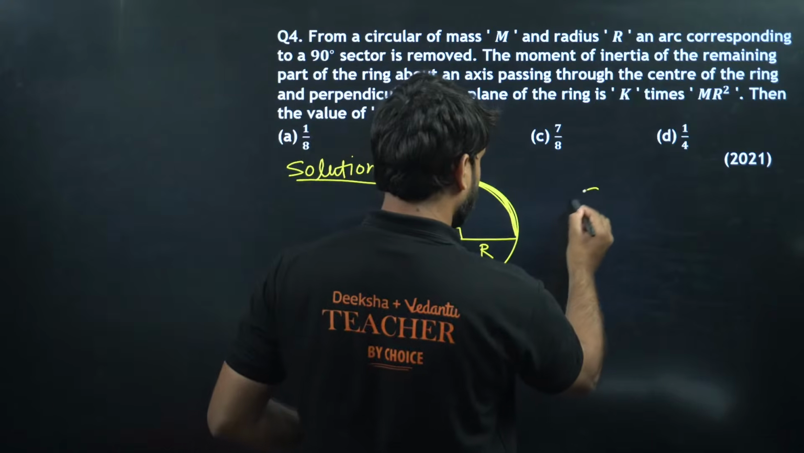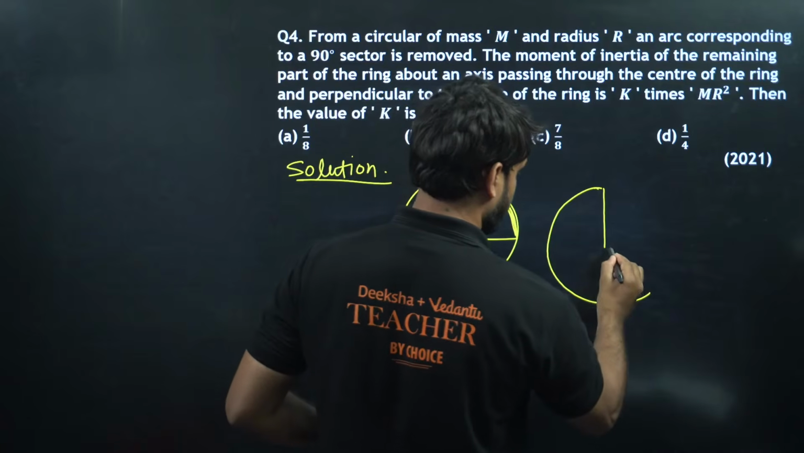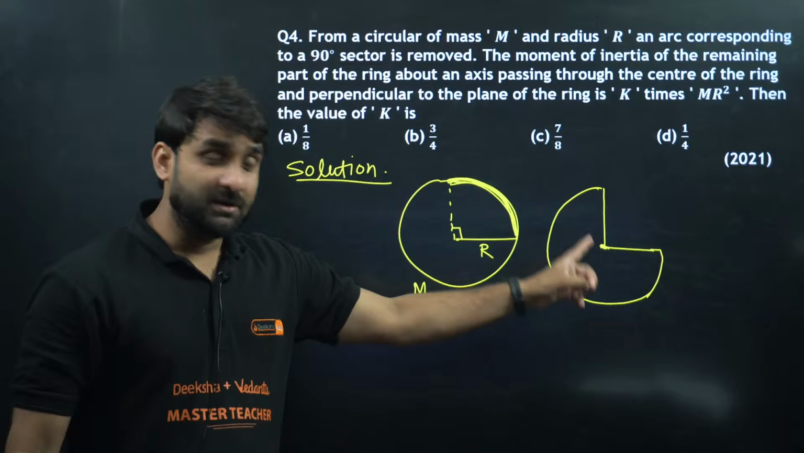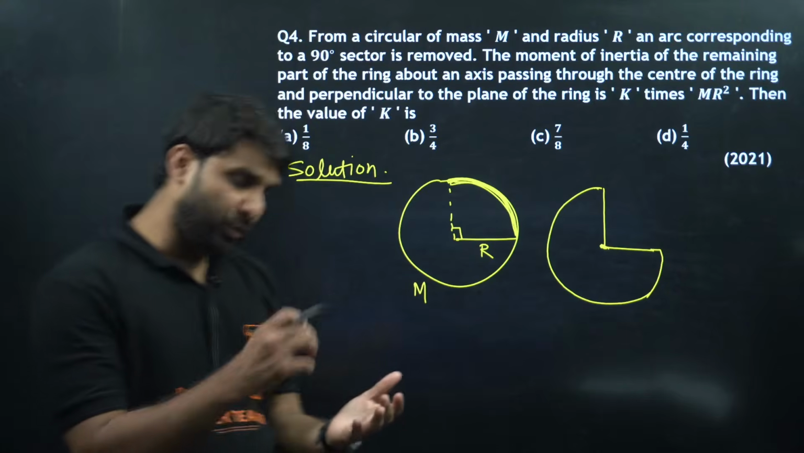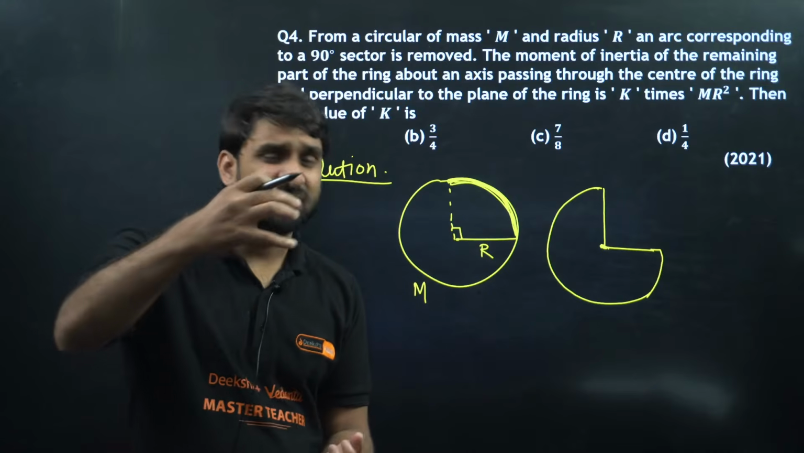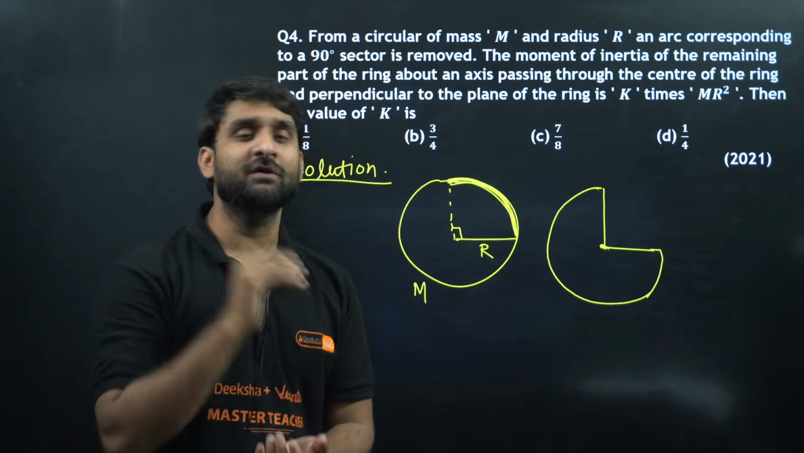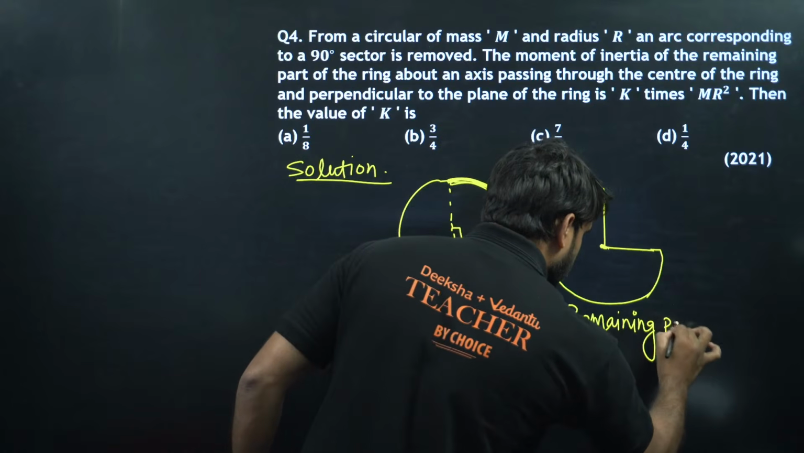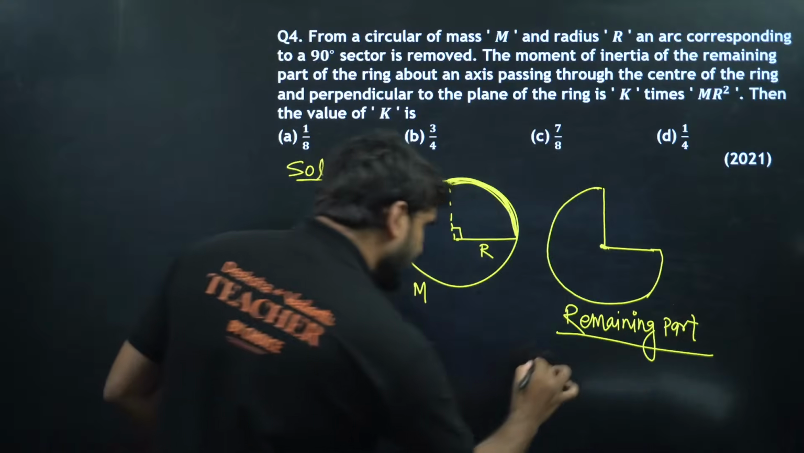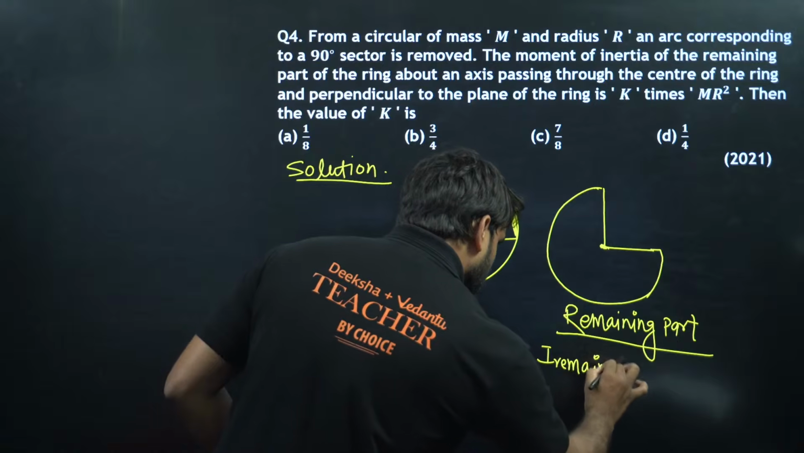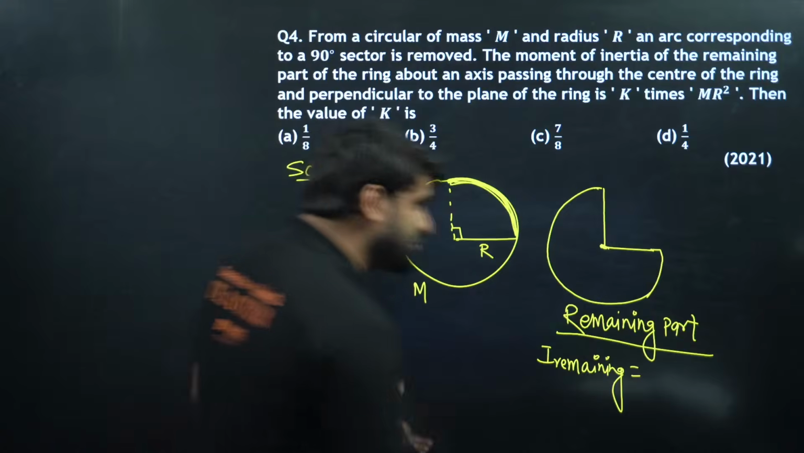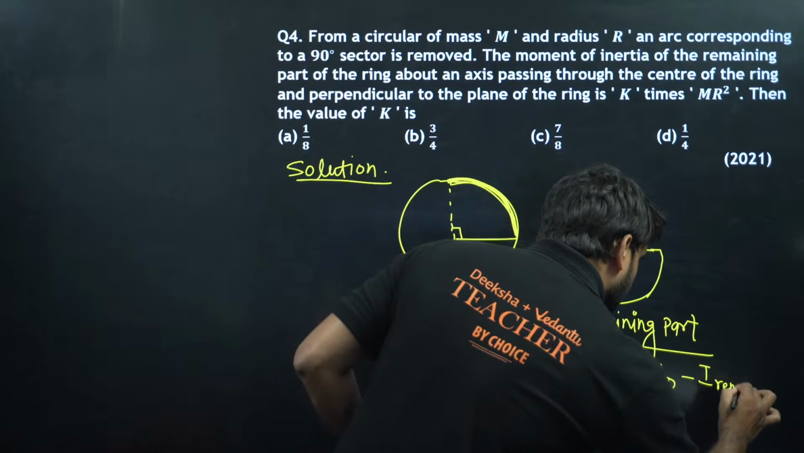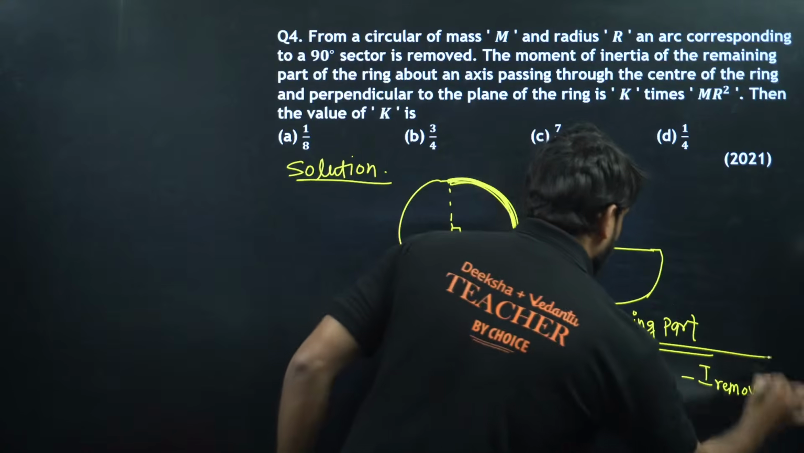After removing this arc, this ring will look like this. And we have to find out the moment of inertia of this. And do you know, my dear champion, when some part from a solid or any structure is removed, the moment of inertia of the remaining solid, this is the remaining part, I remaining, will be equal to I original before removal minus I of the removed part. This is the formula.